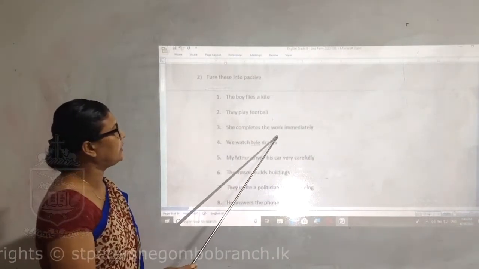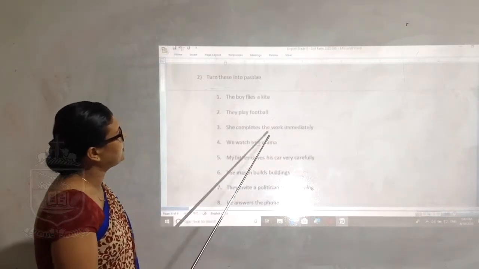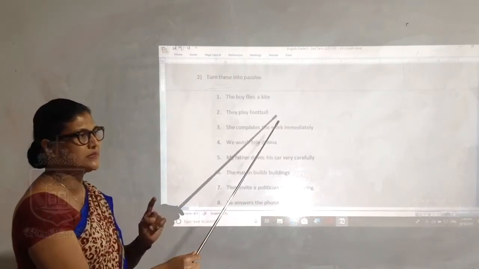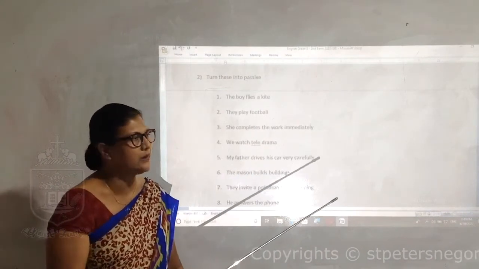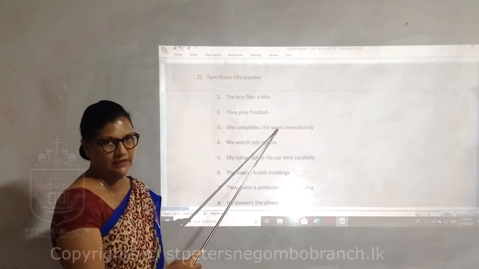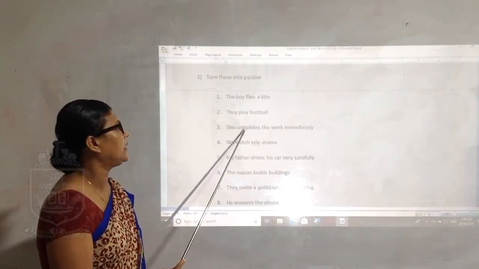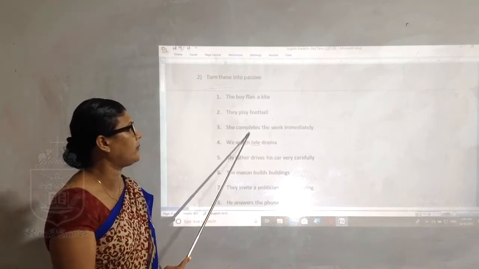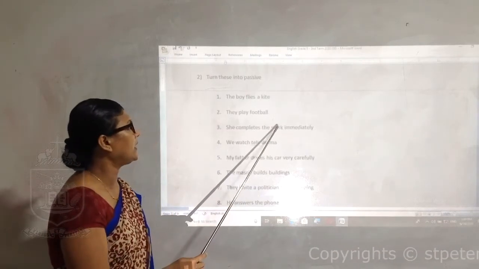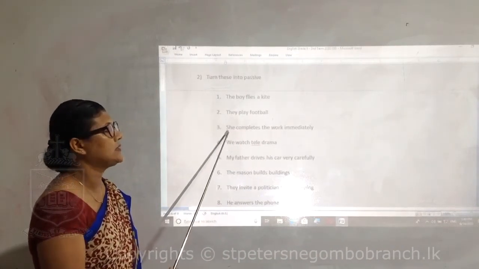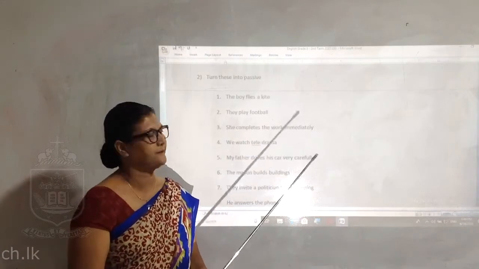She completes the work immediately. Here, what is the object? The work. So, first step, you write "the work" at the beginning. Then find out the auxiliary be verb according to the number of this object. The work is singular, so you need "is". Find out the past participle form of this verb in the third column: completed. The work is completed by, "she" becomes "her". The work is completed by her immediately.